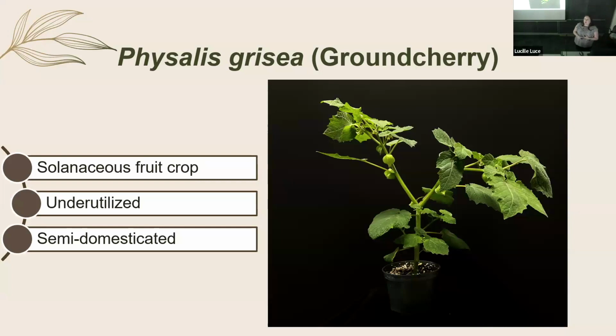So Physalis grisea, or ground cherry, is my model species. It's a species that I work on. It is a solanaceous fruit crop species, and it produces small, sweet yellow berries. However, it is an underutilized species. It's not grown on a large scale, largely because it is a semi-domesticated species, as it has a sprawling growth habit and high rates of fruit drop, hence the name ground cherry.